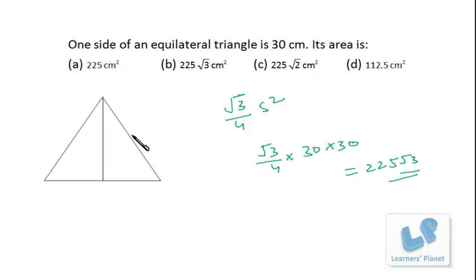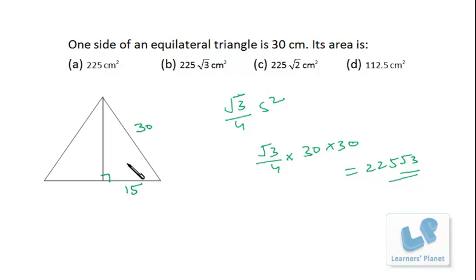Other method is, see, this length is 30 centimeter, this complete length is 30 centimeter, and this is an altitude. So this length will be 15 centimeter as it's an equilateral triangle. So the altitude from this vertex to the opposite side will bisect this length.